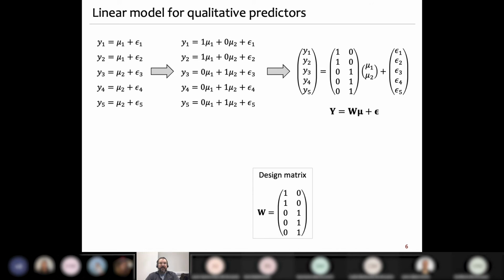W is a design matrix. The design matrix contains only zeros and ones. It's a selection matrix. It tells you which measurement or which response belongs to which group, the normal and high-fat diet. And this is the selection matrix. If we had more groups, there would be more columns in this design matrix.